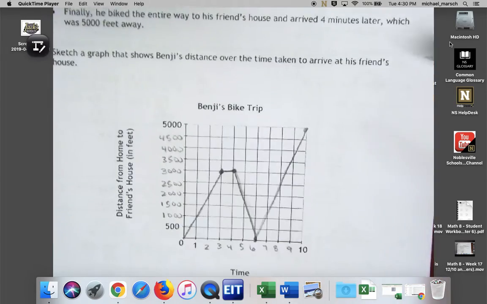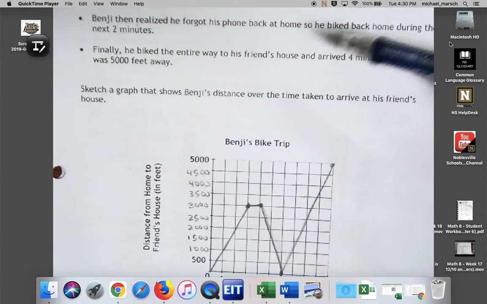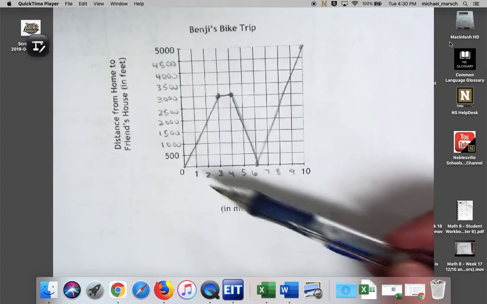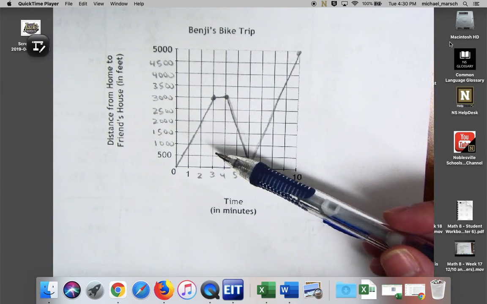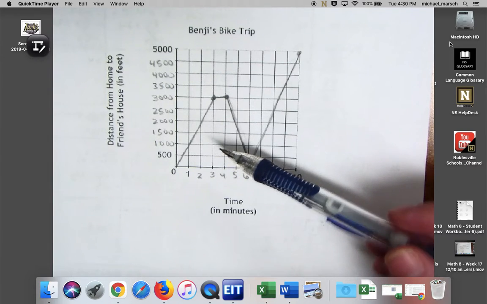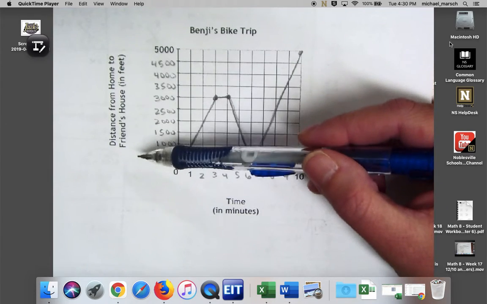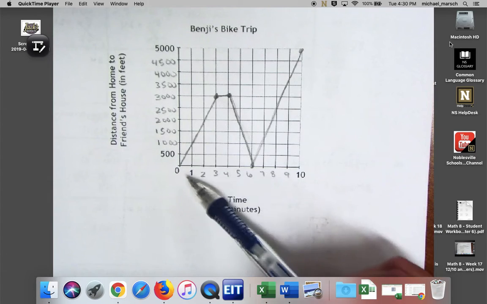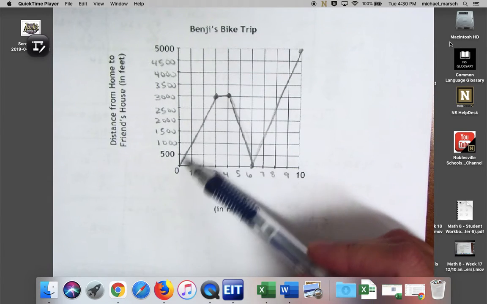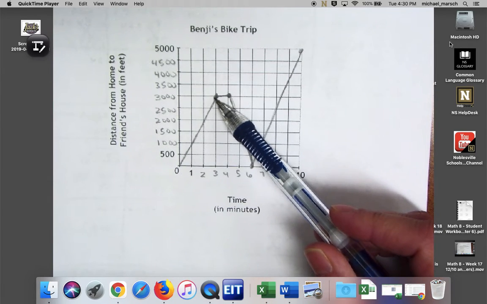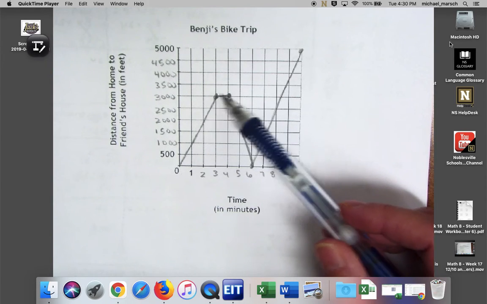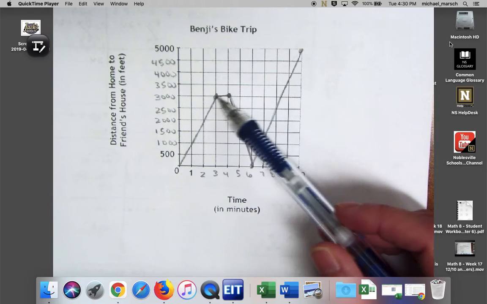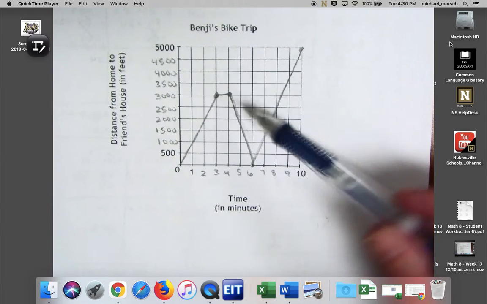Okay, so this is what we also just did, where you guys have to sketch the function. So I'm going to read what it says, and I'm going to point to what I did here. So it says, Benji biked at a constant rate for 3 minutes until he was 3,000 feet away from his house. Notice here that my y values are distance from home. Okay, so for 3 minutes, he's biking, he gets 3,000 feet away from his house. He had to stop due to a traffic jam, so he waited for a minute. So this shows no movement, but he's just sitting there for a minute. Still 3,000 feet from his house.